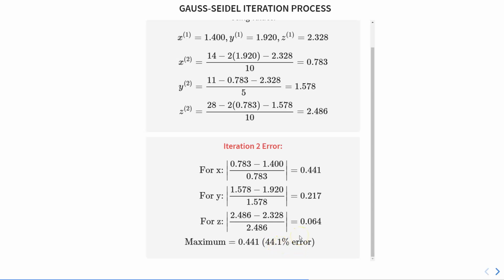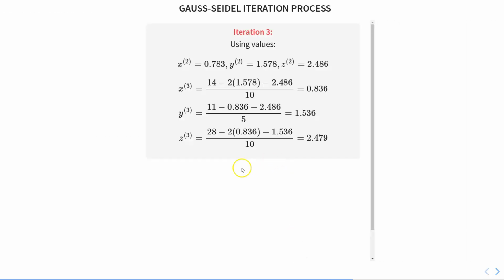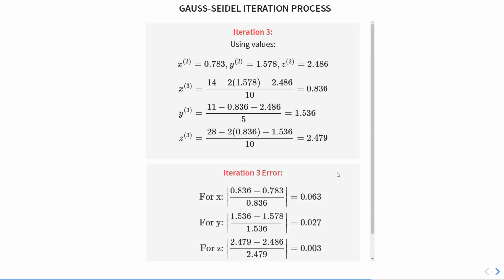Now if I go for the third iteration, using the same values, x2 is 0.783, y2 is 1.578 and z2 is 2.486. Using y2 and z2, I calculate x3, which is 0.836. For y3 I take the updated x3 and z2 value and get 1.536. For z3 I take the updated x3 and y3 and get 2.479. Now again I am doing the error calculation.